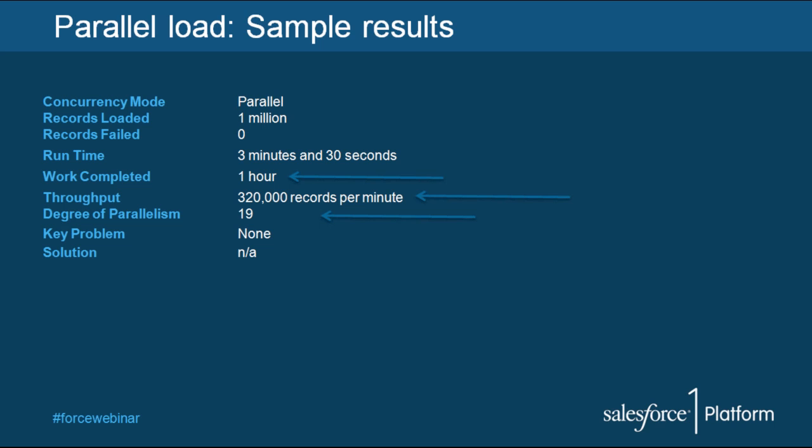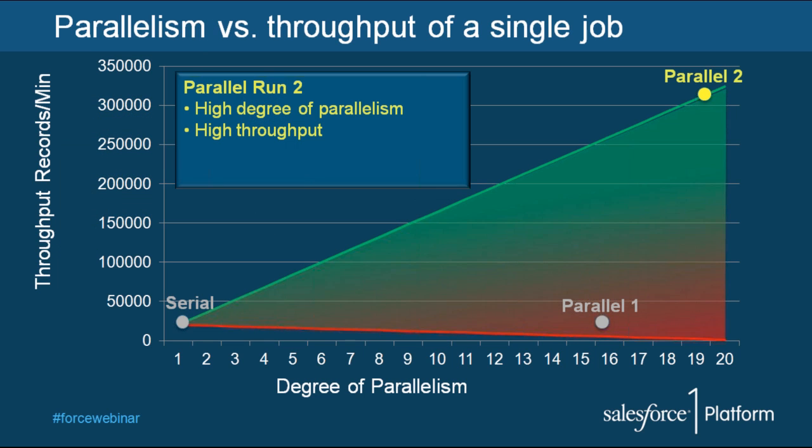All right, great. Excellent job, Sean. We got all 1 million records in. The runtime, we averaged out before the webinar at somewhere around 3 minutes, 30 seconds. The amount of work completed on our servers was only an hour's worth of work. So getting rid of those locks really saved us a lot of work. That results in a throughput rate of around 320,000 records per minute and a degree of parallelism around 19. No key problems here.